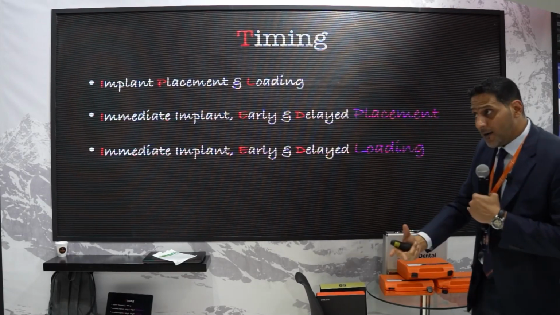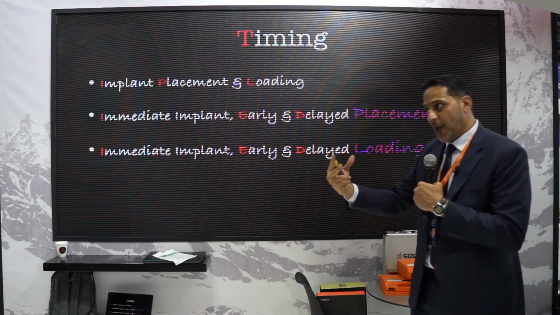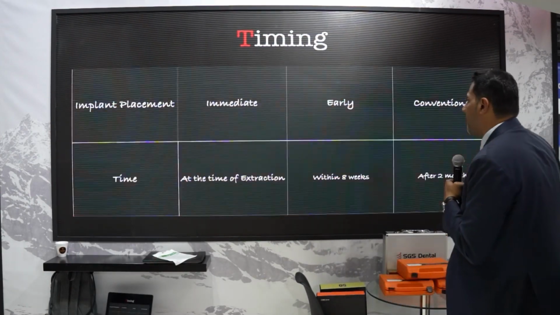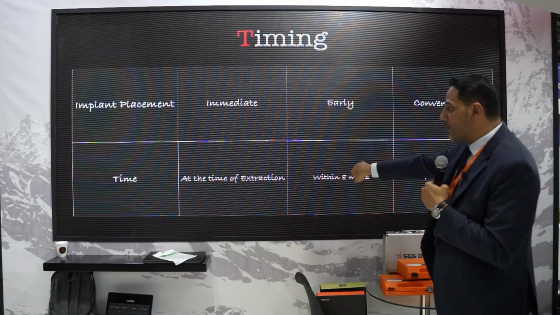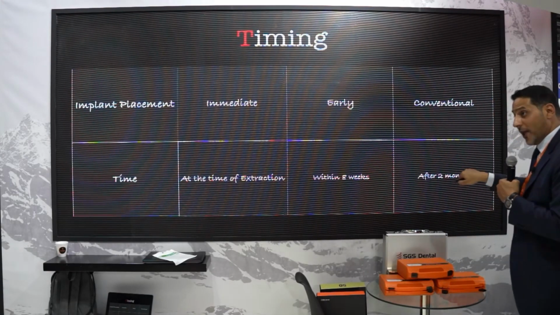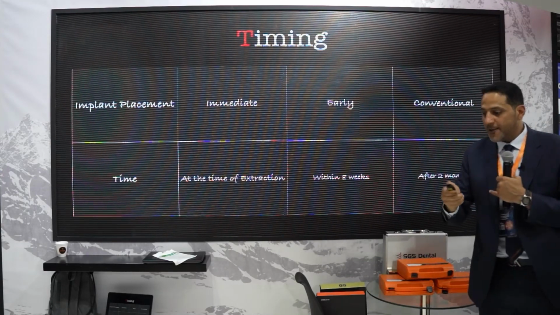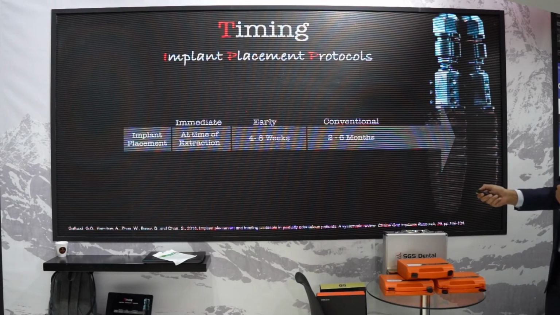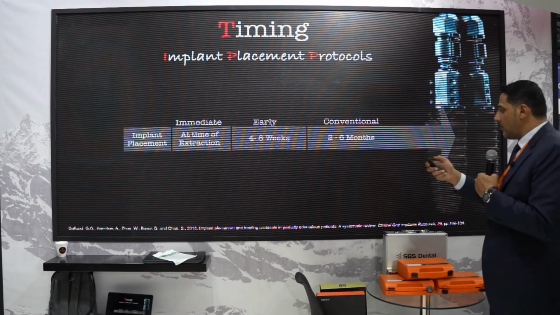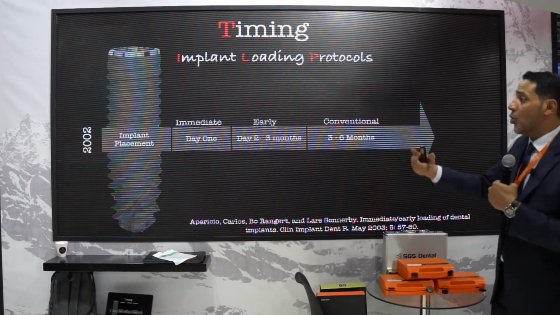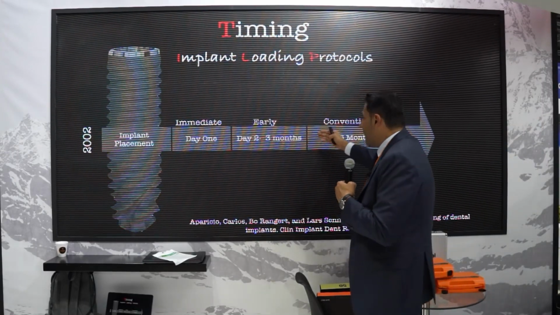For the loading, it is also the same. Immediate is at the same day, early within 2 weeks, conventional after 2 months. So immediate at the time of the extraction, early within 8 weeks, sorry, conventional after 2 months, usually 4 to 6 months. Okay, so that is the implant placement protocol. Immediate is at the time of extraction, early is 4 to 8 weeks, conventional is 2 to 6 months. For the loading, after you place the implant, we also have immediate, early and conventional.